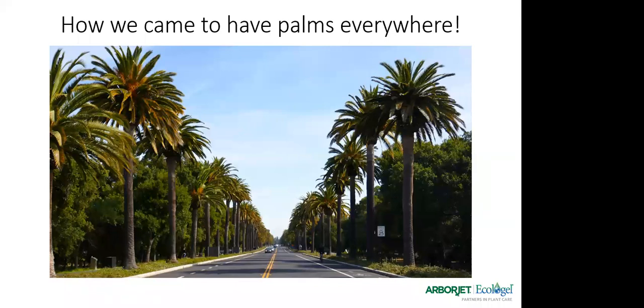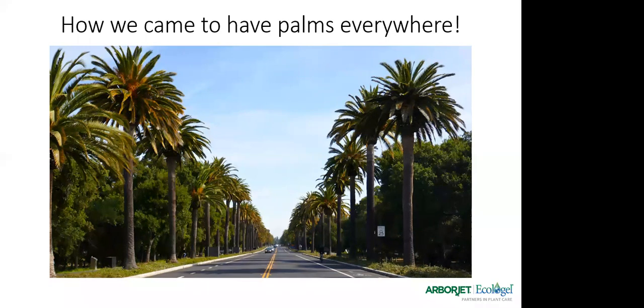And the irony behind all of this is, with these palms showing up everywhere, they are displacing our normal tree canopy. So instead of having a tree-lined street, we now have a palm-lined street. And palm trees do not provide the same benefit as trees when it comes to stormwater runoff, oxygen production, shade. Palms being monocots don't offer the same benefits.